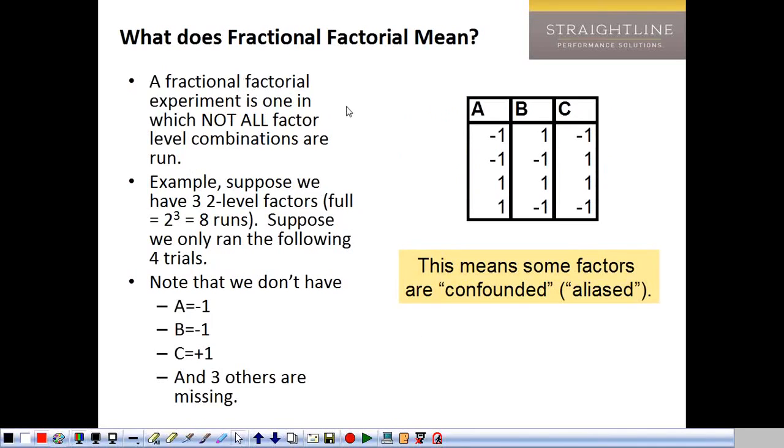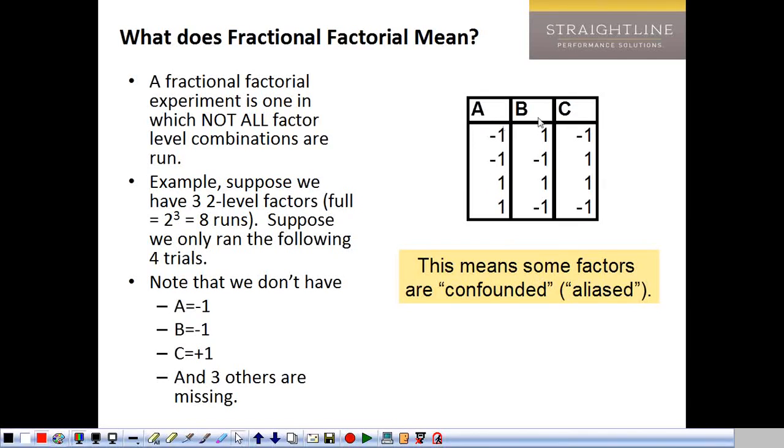Suppose we had three factors, A, B, and C. Now, suppose we didn't have the budget to run 8, which would be very small. We ran an experiment with 4 runs. I'm not saying this is a great experiment, but let's say it was this.